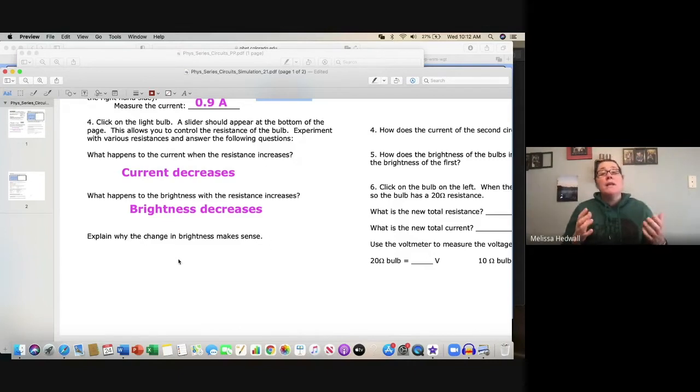Well, we know that the brightness is related to the power. And so more power will give you a brighter bulb. And if P equals IV, the voltage stays the same because it's connected to the same battery, but the current is going down, that will cause the power to go down, so the brightness goes down. That's what they're looking at in this question. So because the resistance goes up and the voltage stays the same, the current goes down, so the brightness goes down.